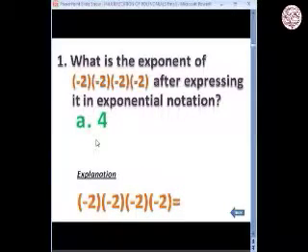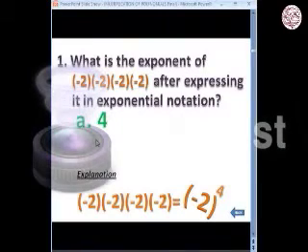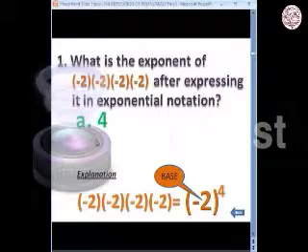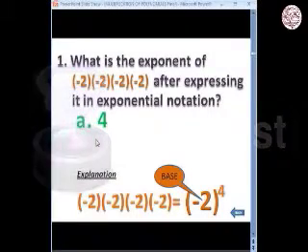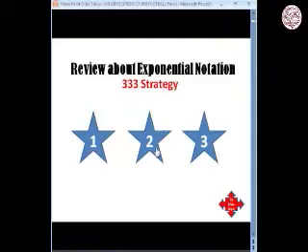Negative 2 times negative 2 times negative 2 times negative 2 can be written in the form of negative 2 raised to 4, wherein the base is negative 2 and the exponent is actually 4, right? So therefore, the answer is letter A. Okay. Next question.